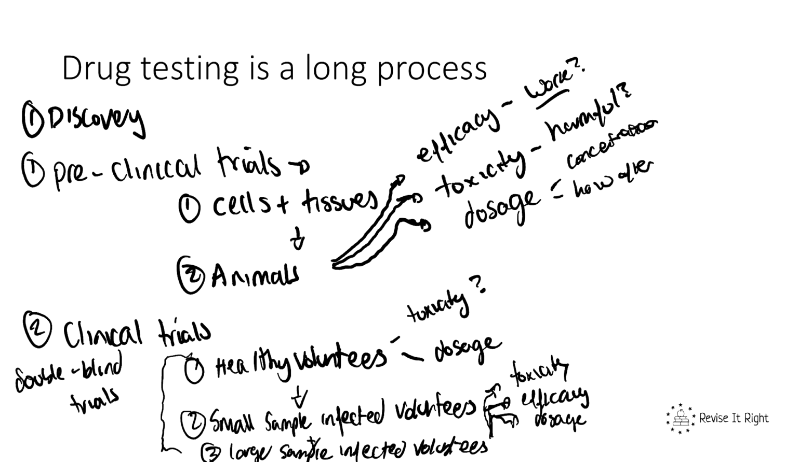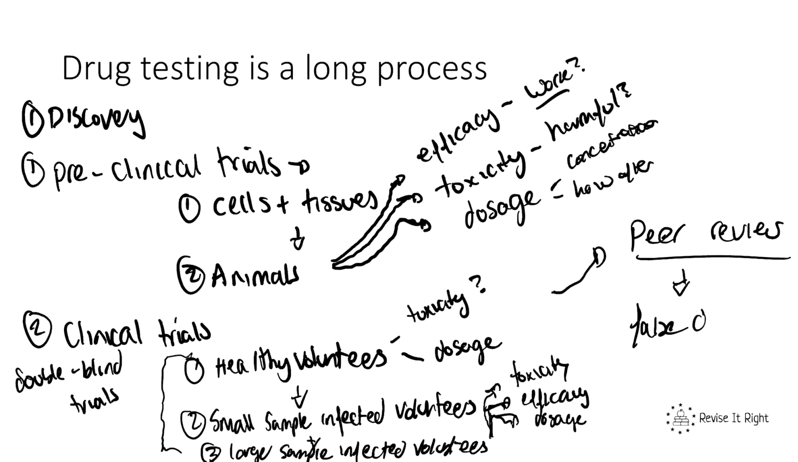Okay. And then once it's passed all these stages, then it can go on to a peer review. Okay, now this is reviewed by scientists in the field to really check the data and check the methodology and to see how it was done. And this really helps prevent false claims, which is again sort of an added layer of protection for us as the consumer, us as the buyer.